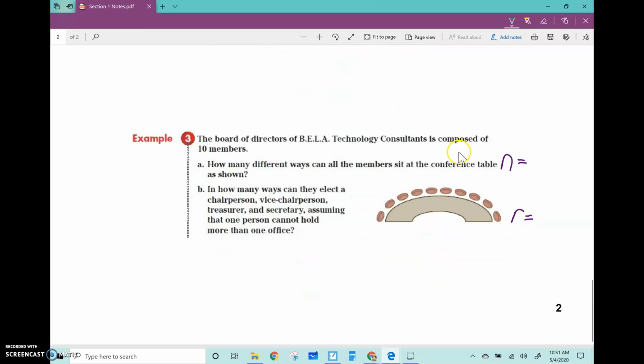All right, moving forward. How many different ways can all members sit at the conference table as shown? So we have member 1, 2, 3, 4, 5, 6, 7, 8, 9, and 10. That means n is going to be 10. So for part A, all I need to do is use my first permutation of P in comma N. And we know that that is n factorial. So I have n now. So for A it's going to be 10 factorial.